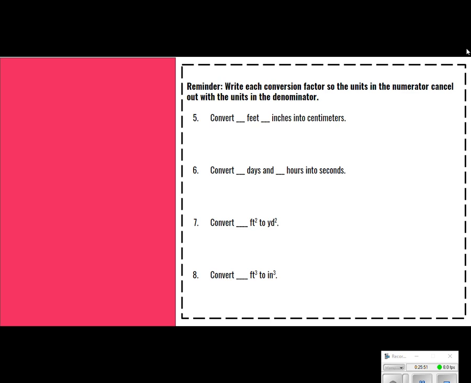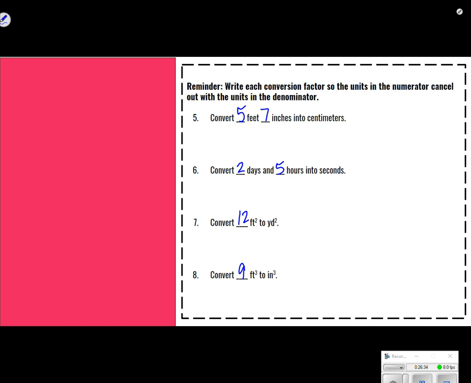All right, so we're going to do some more conversions. We're going to change 5 feet 7 inches into centimeters. We're going to convert 13 days and 2 hours. Let's not do 13 days. Let's do 2 days and 5 hours into seconds. Then we're going to convert 12 square feet into square yards, and we're going to convert 9 cubic feet into cubic inches. So we're going to do all of those things. Now, why we're doing the first two is because we have two different sets of units.